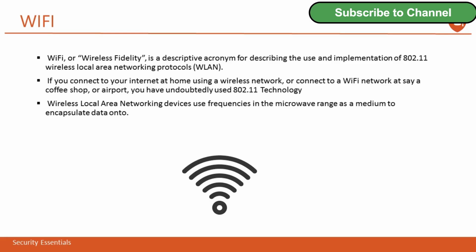Wireless local area networking devices use frequencies in the microwave range as a medium to encapsulate data. Here we are not connected with any cable. We are using the technology Wi-Fi, wireless fidelity, in which the frequencies are traveling in the microwave range.